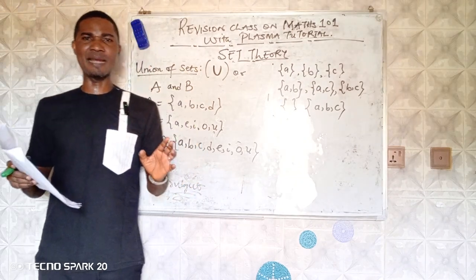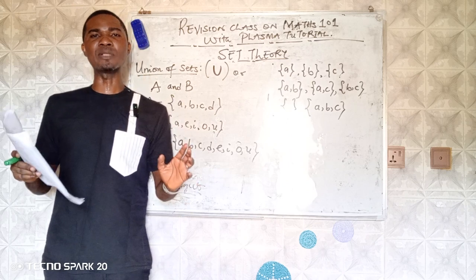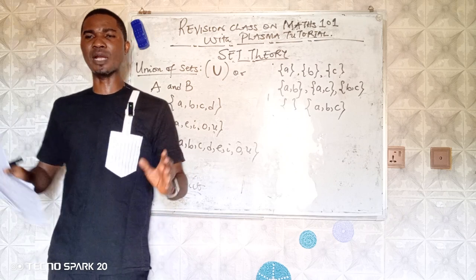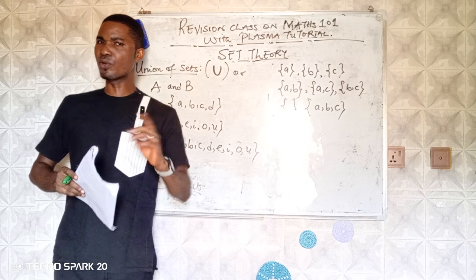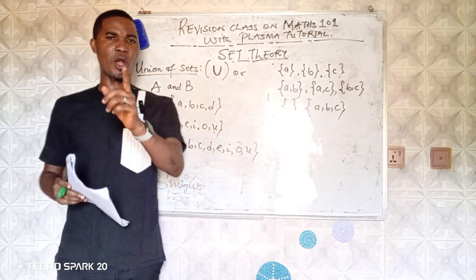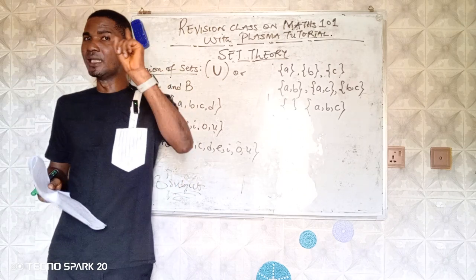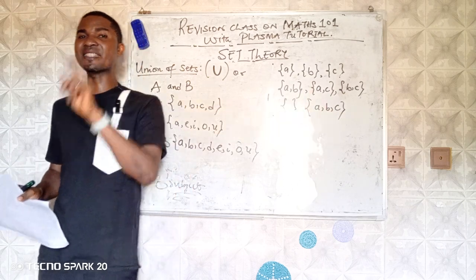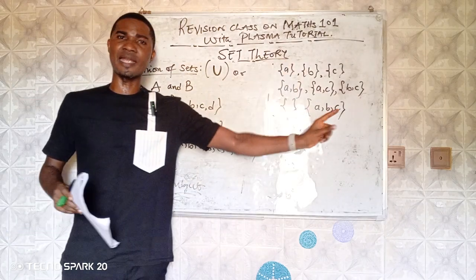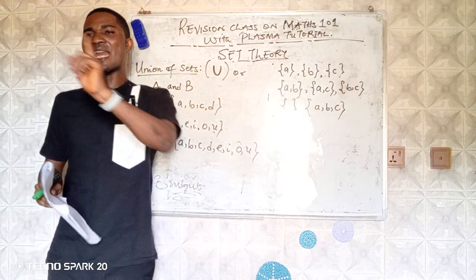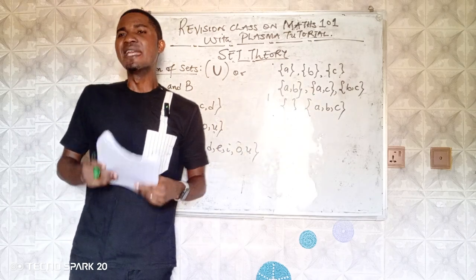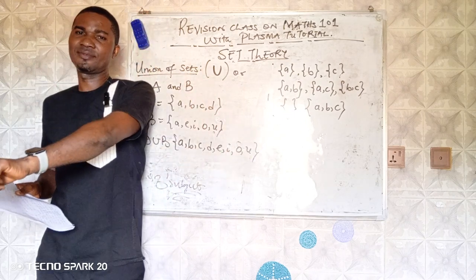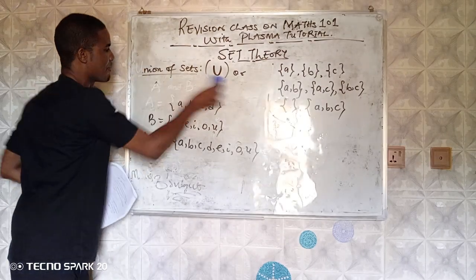I take this example. If we are in a class and MTN comes and says we want to recruit people for our language section, and they say, okay, we need people that can speak Igbo or Hausa, please see us outside. If Mr. A can speak Igbo only, he will go. If Mr. B can speak Hausa only, he will be there. Then if Mr. C can speak Igbo and Hausa, he will also be there. So it is elements that belong to Igbo only, or Hausa only, or Igbo and Hausa. So note that. That's what we mean by union of sets.